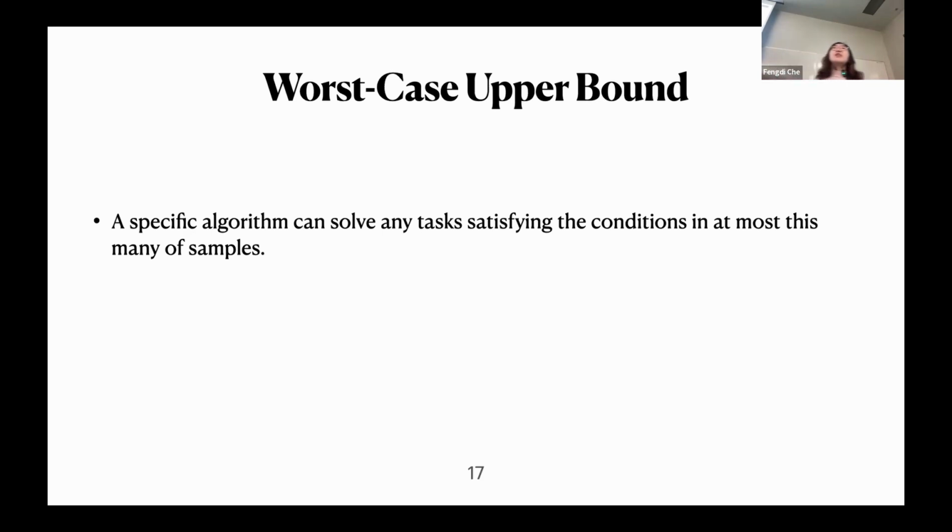We will study what kind of assumptions on the data set will be needed. That's what we are going to look into. Here we have a very fancy word called worst case upper bound. It basically means we want to solve all tasks satisfying the condition. That means even the worst case task in our set, we want to solve that. That's where the worst case comes from.